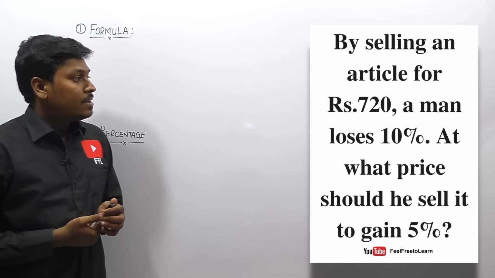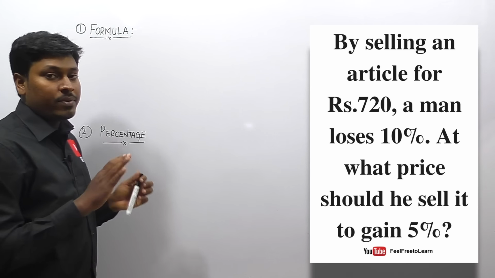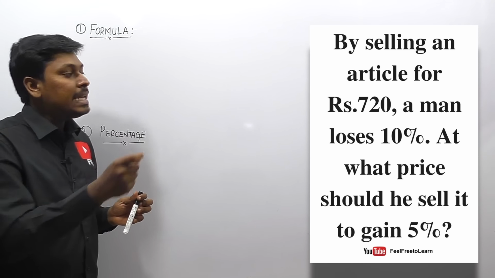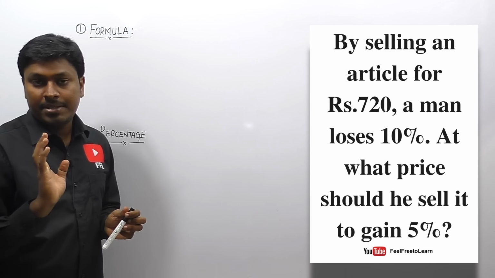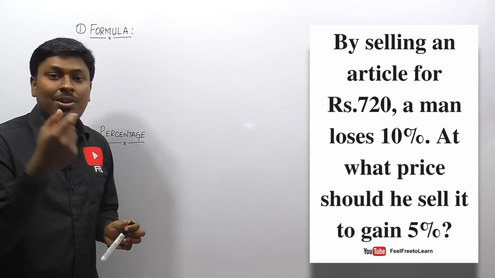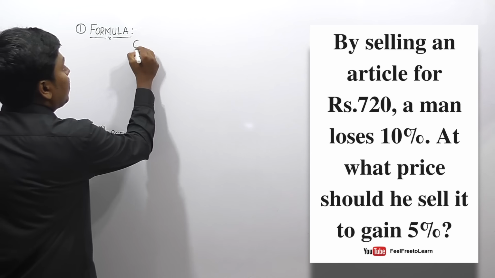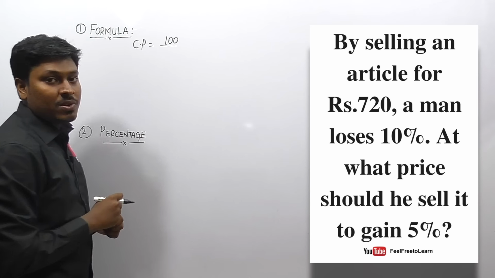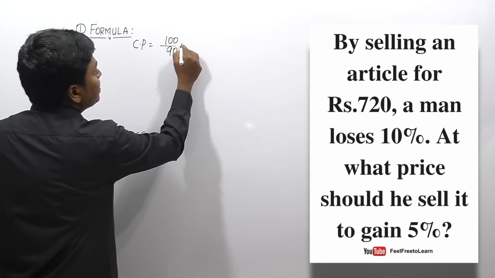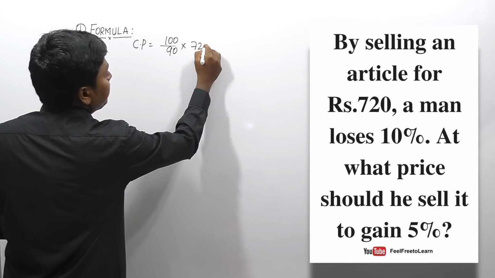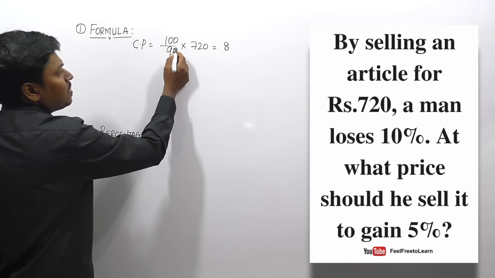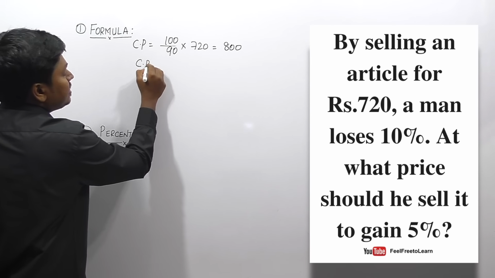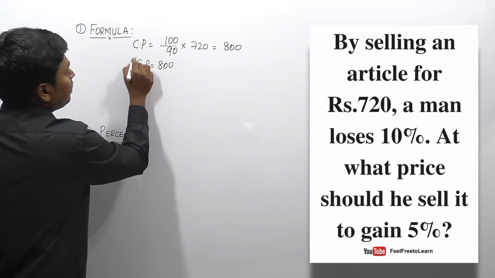If he needs to sell the same article for a 5% gain, our target is to find the selling price of the article. So friends, first of all, let me solve this question by the formula method. Listen carefully. By using the first two data, a man is selling an article, so the selling price is 720, and the loss is 10%. Using this data, we can find the cost price of the article, right? So the cost price is 100 divided by 100 minus loss. So 100 minus 10 is 90, into the selling price 720. So finally, it can be 8 times, right? 90 into 8 is 720, and 8 into 100 is 800.